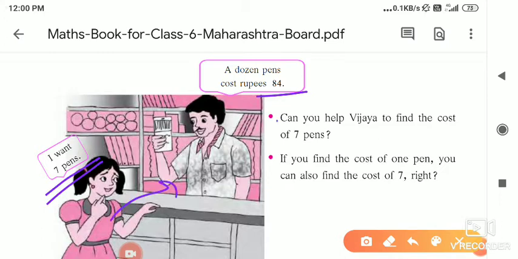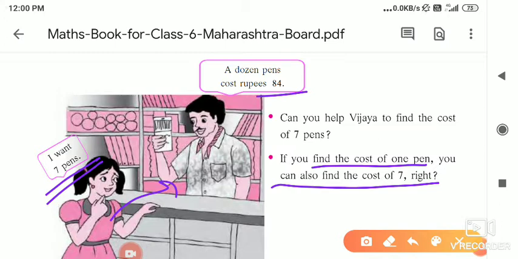So the question given to us is: can you help Vijaya find the cost of 7 pens? Yes. The second question is that if you find the cost of 1 pen, you can also find the cost of 7 pens. So how will she find the cost of 1 pen?